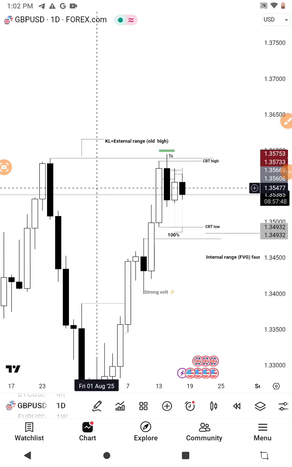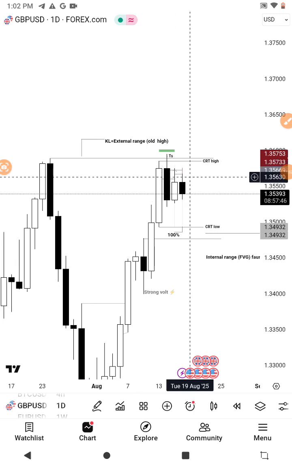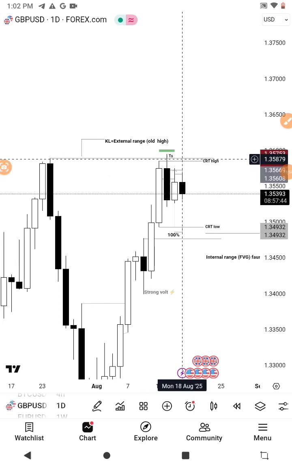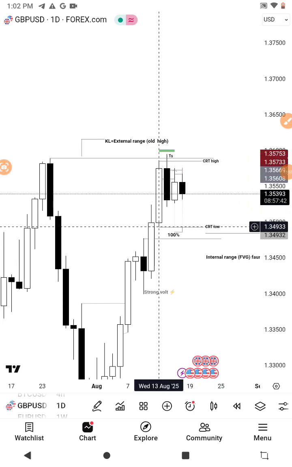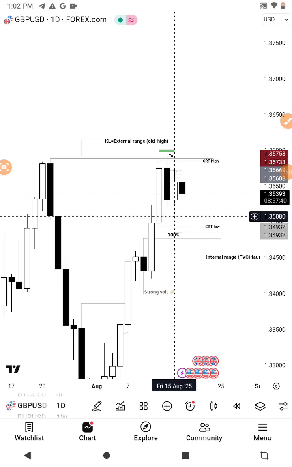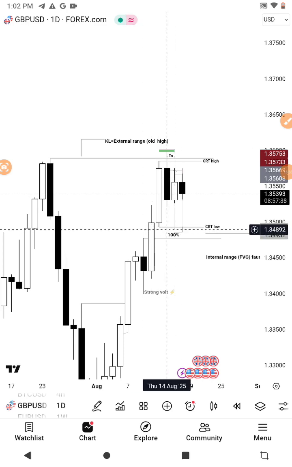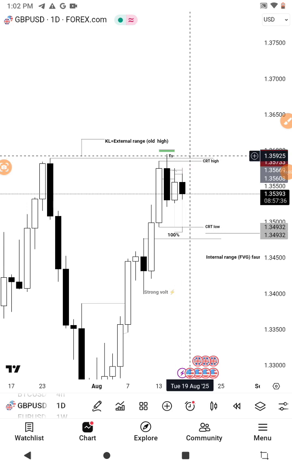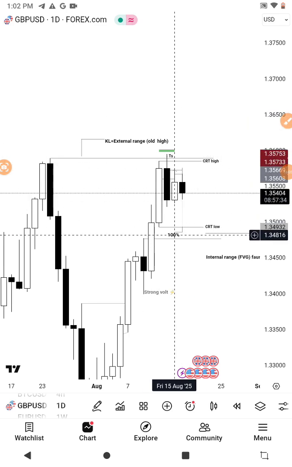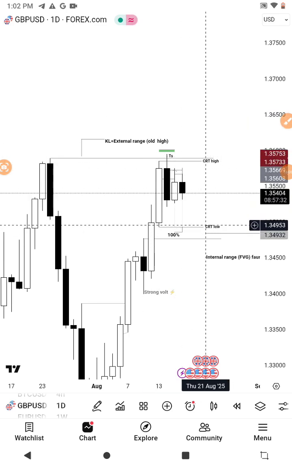Price took out the previous swing high and gave us a CRT. So now our target is the previous candle low. This is now our target. Look at this fair value gap. Look at another fair value gap here. We are now expecting price to come to this fair value gap, give us a CRT, and push high.